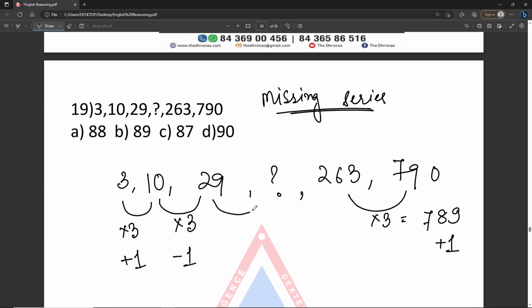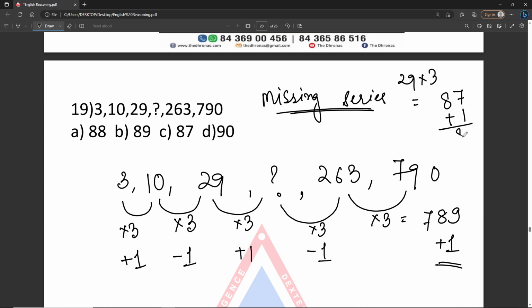Then again the number should be times 3 plus 1. And again for this number should be times 3 minus 1. Then again times 3 plus 1. So 29 times 3 gives us 87, and 87 plus 1 gives us 88. So the answer is 88.